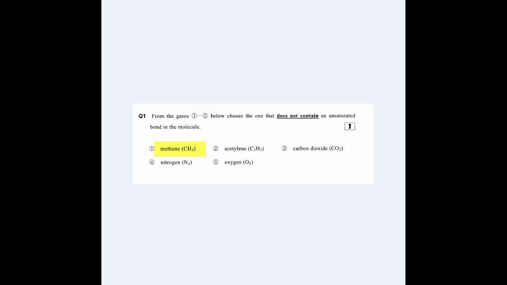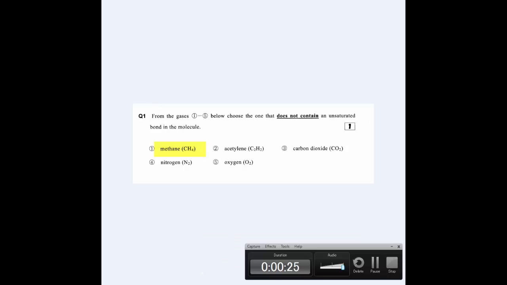Okay, let's look at chemistry from the online version. Question 1. From the gases 1 to 5 below, choose the one that does not contain an unsaturated bond in the molecule. And the answer is methane, or CH4. This does not contain an unsaturated bond in the molecule. All the others do contain unsaturated bonds in the molecule. I guess that means methane has all saturated bonds.